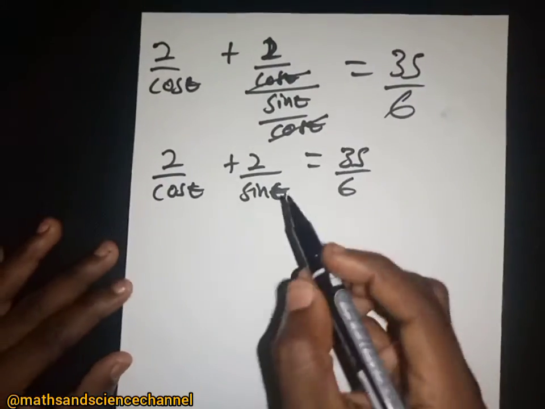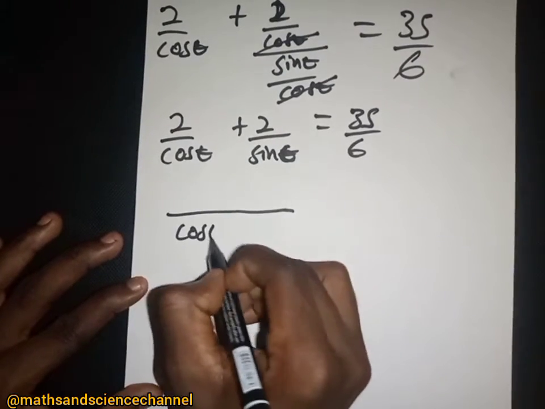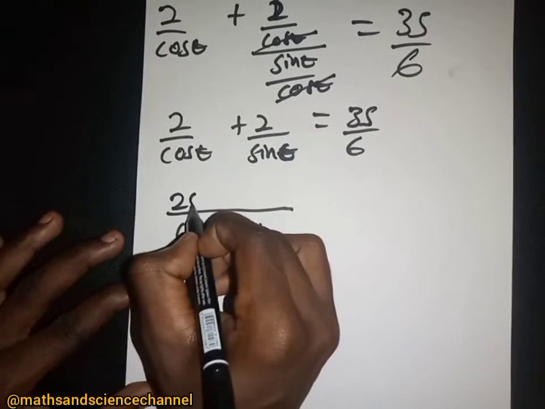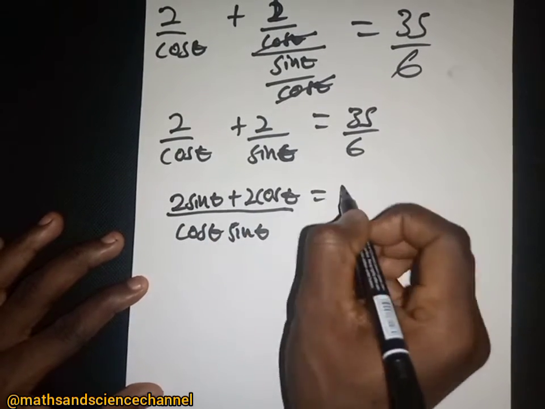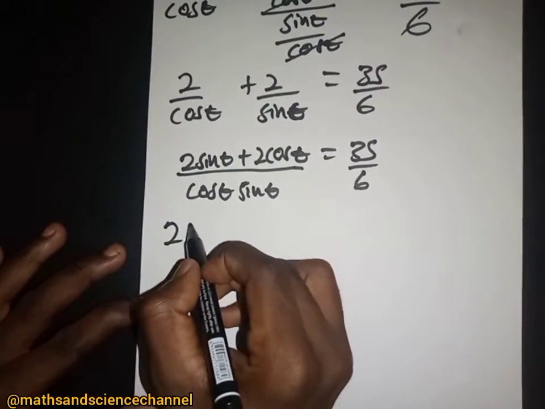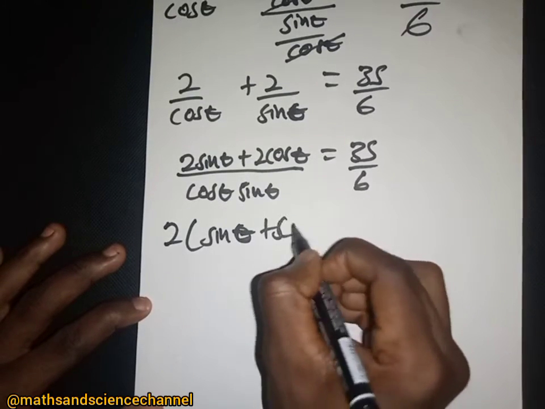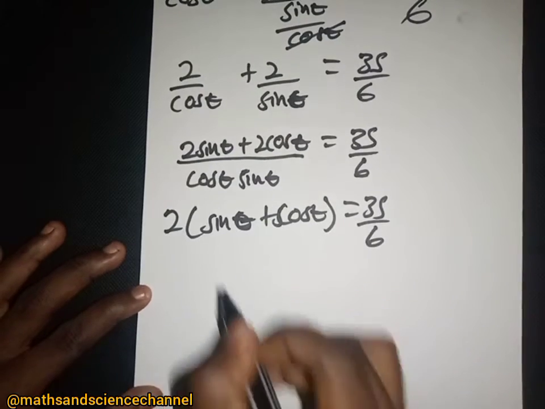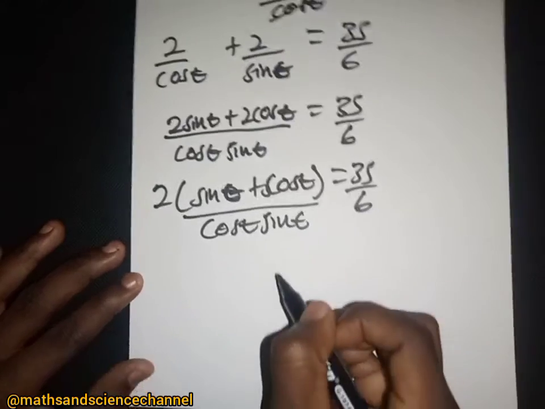Now from here let's further expand this. So over here we just have 2 sin theta plus 2 cos theta being equal to 35 over 6. So we can factor 2 out, and we have sin theta plus cos theta being equal to 35 over 6, remember, divided by cos theta sin theta.